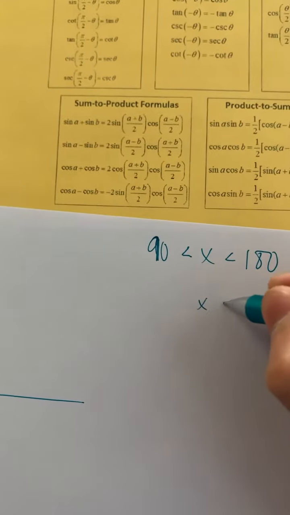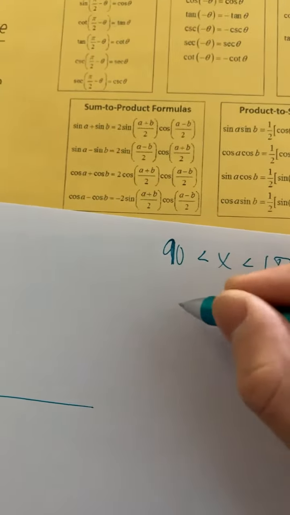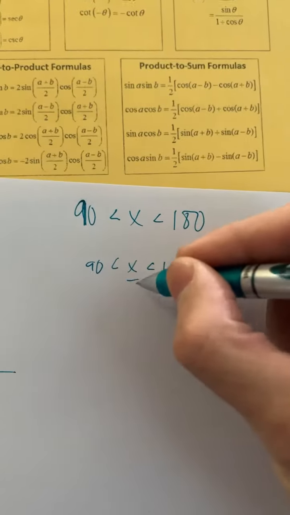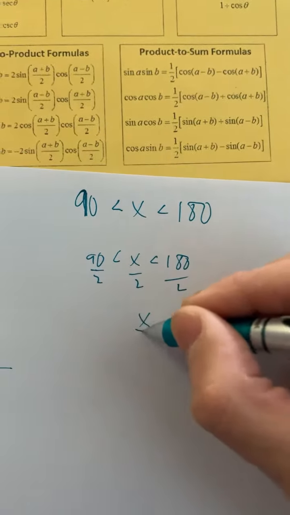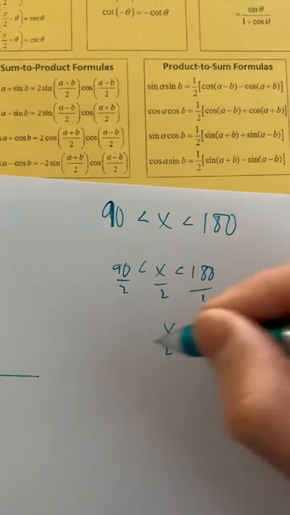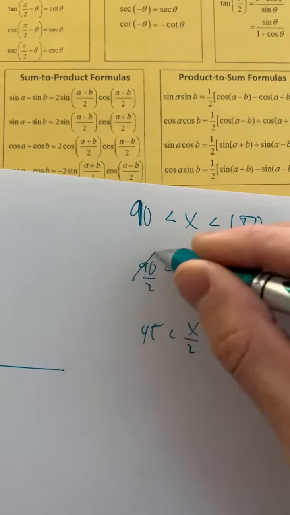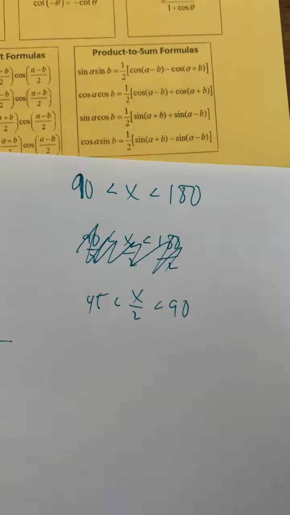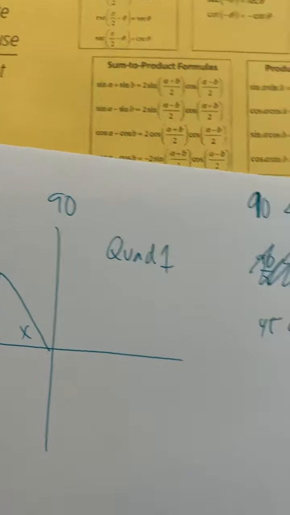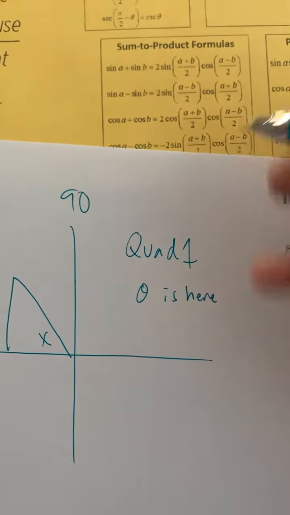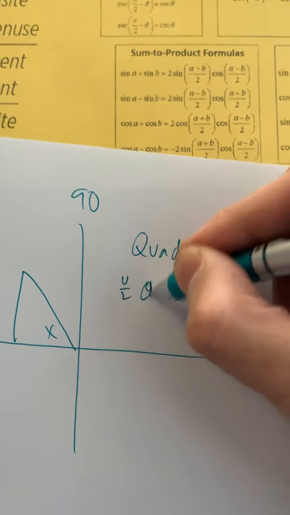So what you can do is, if you want to talk about X over 2, you got to divide everybody by 2, because then that's X over 2. But then this tells you that X over 2, if I get rid of that, I don't need it, X over 2 is between 45 and 90. So we're in quadrant 1. So the point is that our angle theta is here. Really, I should just call it U over 2, whatever, because that's what they said.